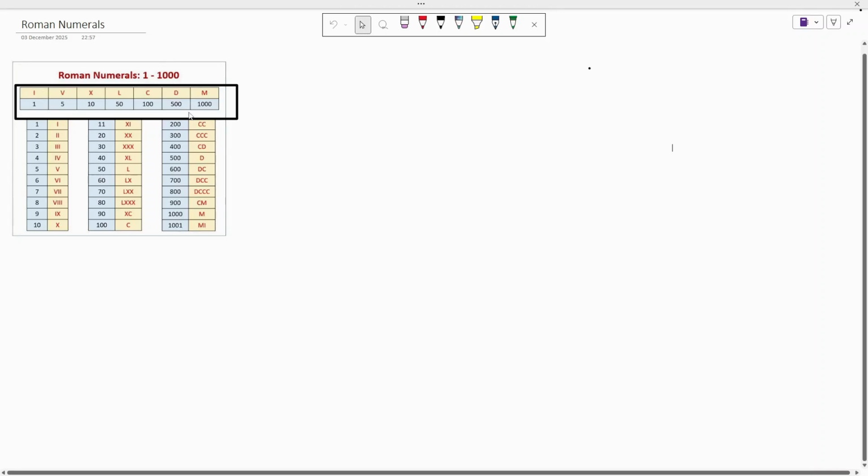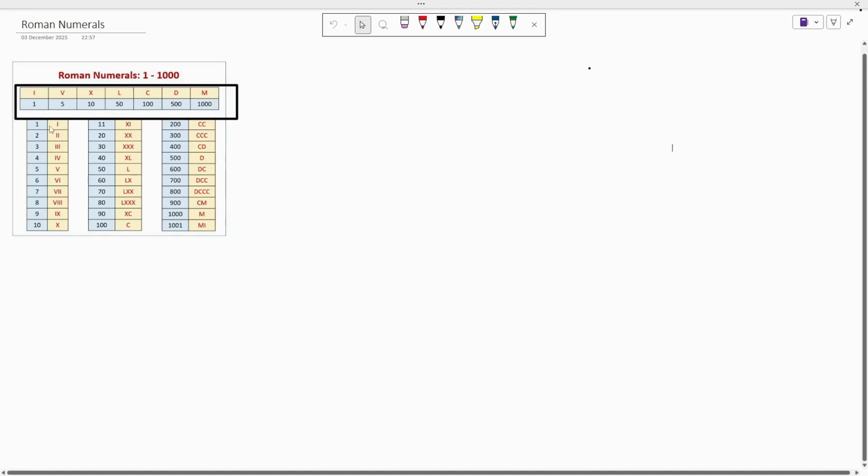Each symbol has a fixed value. For 1 there is I, for 5 there is V, for 10 there is X, 50 is represented by L, 100 is represented by C, 500 is D and 1000 is M. All Roman numbers are built using these symbols. These are the most important symbols. You have to learn these symbols only: I, V, X, then L, C, D, then M.